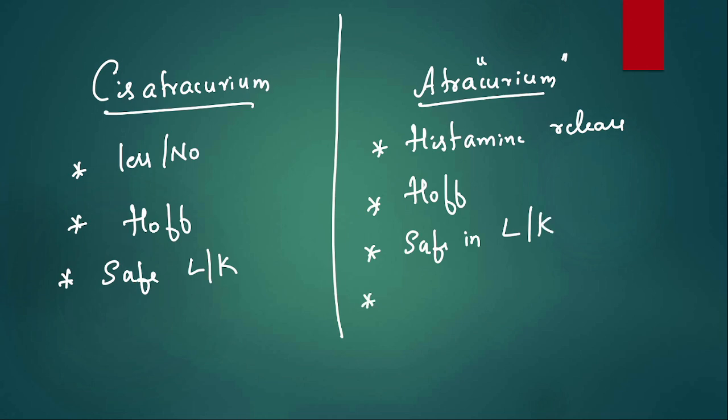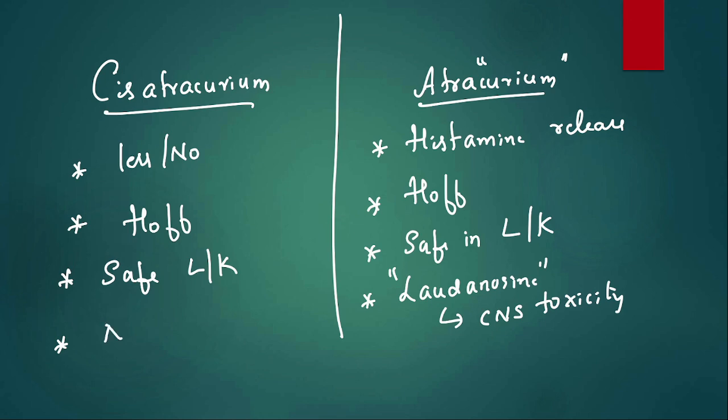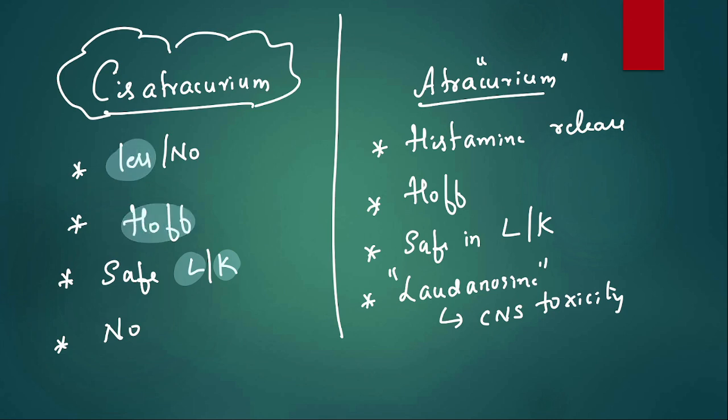Atracurium will undergo some metabolism in the liver and produce laudanosine. It's a metabolite, and this metabolite can cause CNS toxicity, and that can lead to seizures. This is not seen with cisatracurium. That is the reason why cisatracurium is preferred nowadays. If you want to give a safe muscle relaxant in liver and kidney disease, no histamine release, it undergoes Hofmann elimination, and no CNS toxicity.